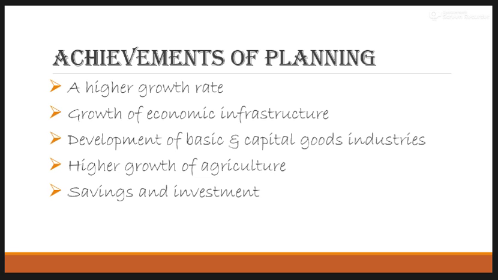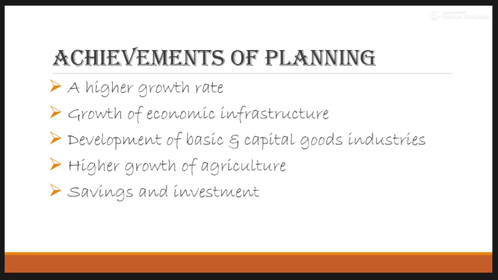Railway route length increased from 53,596 kilometers in 1951 to nearly 63,500 kilometers in 2005-06. Today, the Indian railway system is the largest in Asia and the fourth largest in the world. Similarly, other modes of transport like shipping, civil aviation, etc. have also expanded phenomenally. Third is development of basic and capital goods industries.